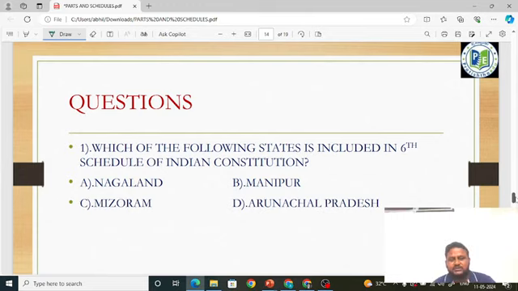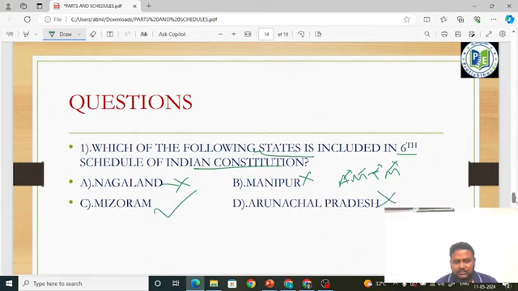Okay, what is the question? Which of the following states is included in 6th schedule of Indian Constitution? First tell me, 6th schedule talks about what? It talks about other scheduled areas in the state of AM, TM. It talks about Assam, Meghalaya, Tripura, Mizoram. Okay, this is the state. Nagaland is there? No. Manipur is there? No. Arunachal Pradesh is there? No. So the answer is Mizoram. Understood, friend? This is how you remember. So easy.